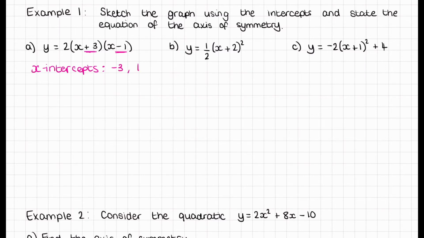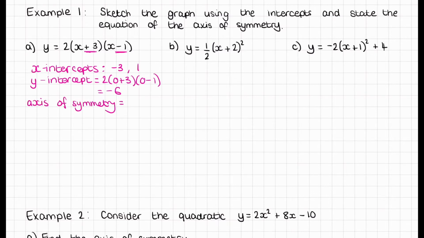Another good thing then to easily find is the y-intercept. So we just put 0 in for x. So we'd have 2, 0 plus 3 multiplied by 0 minus 1. And when you work that out, you'll get -6. So the y-intercept is at -6. Another good thing to know for this is the axis of symmetry. Our two intercepts, -3 plus 1 divided by 2, which will give an answer of -1. So our axis of symmetry is at x equals -1.